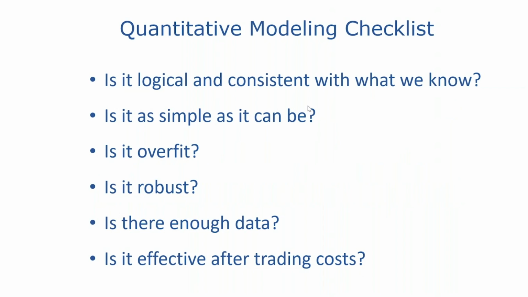First, is it logical and consistent with what we know? Is it as simple as it can be? Now, sometimes we need to add some complexity in order to make our model better, but we should always try to keep it simple. Academics call this being parsimonious. That's a word that makes them feel important.